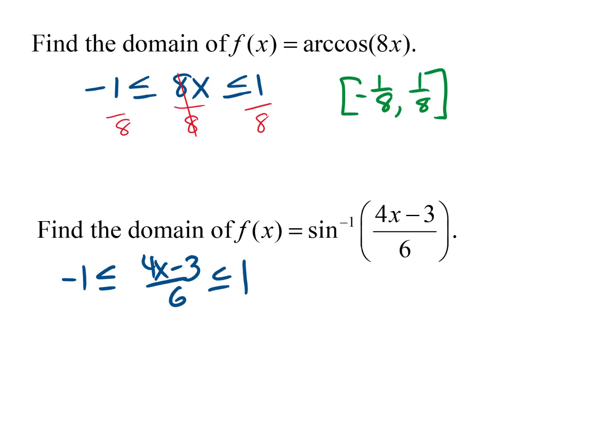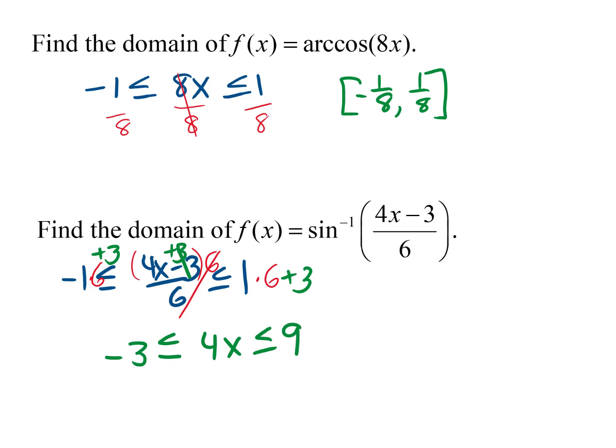Now we're going to take the steps to solve for x, get it alone in the middle. So we're going to multiply by 6, and we have to do that to both ends. And then we are going to add 3. Those will cancel. Add 3. Add 3. Let's write down what we have, because that's kind of a jumble now. We have -3 less than or equal to 4x, which is less than or equal to 9.